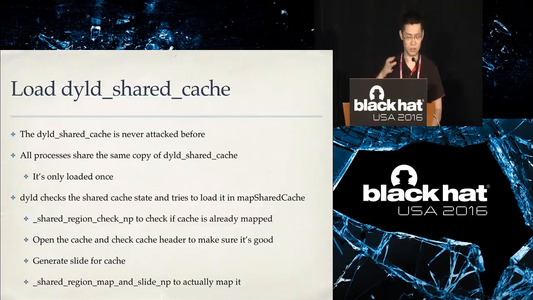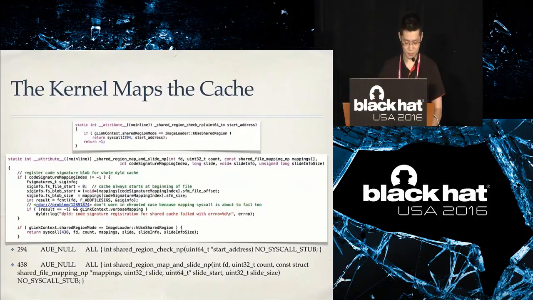and do some simple verification of the header, like whether it's a valid shared cache file. And after that, it will generate a random slide for the cache. And finally, it will call shared_region_map_and_slide_np to map the shared cache into memory. Since DYLD is open source, we could check the source code easily. And we'll find that the function will trap into the kernel. There's a syscall, 438, that traps into the kernel to finally map the shared cache.